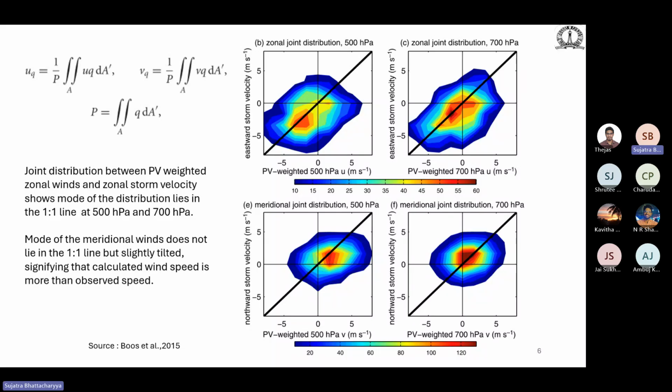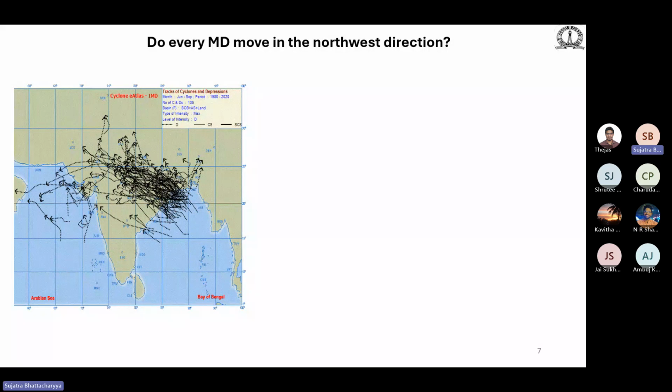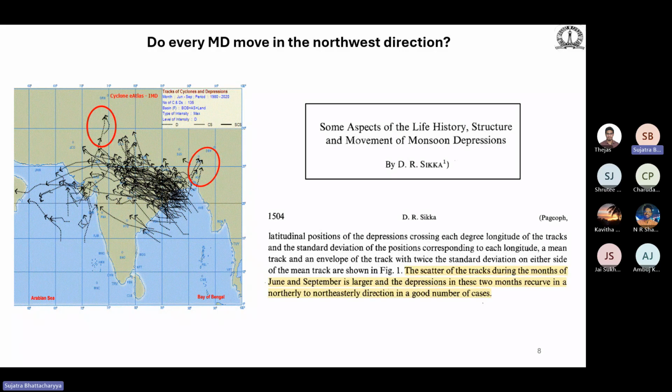For that, let's look again at the track image. This is the same image that I showed earlier in my slide. If you look closely, you can see that there are certain tracks that are not moving in the northwestward direction, especially the depressions in the Bay of Bengal, and they move in the northeastward direction or in the northward direction. The presence of these tracks has been noted in multiple studies dating as far back as 1977 by Dr. Sikka, where he said that the frequency of these tracks in the months of June and September is larger, and these two months result in a recurvature of depression tracks.